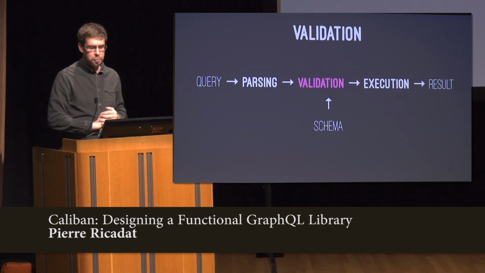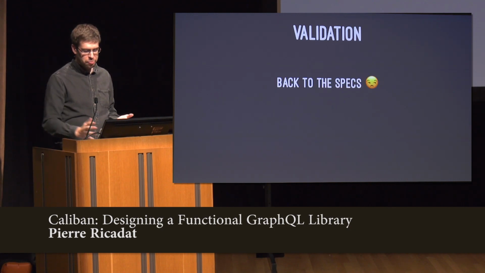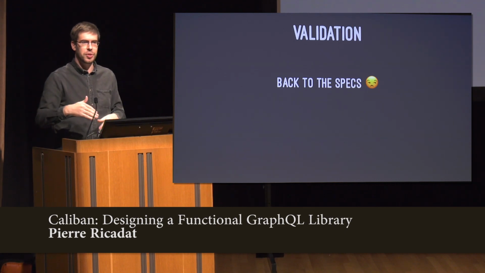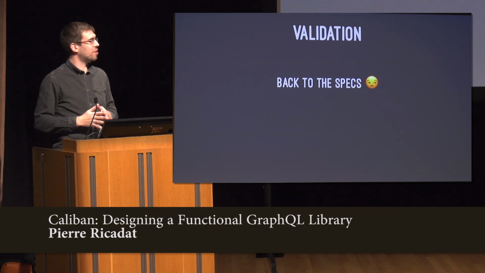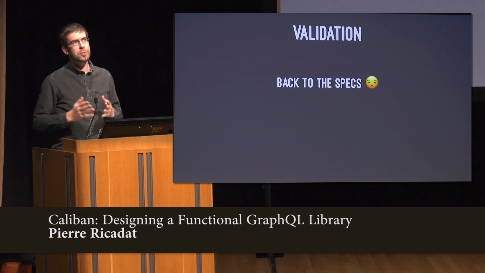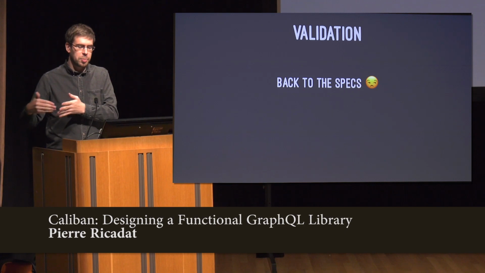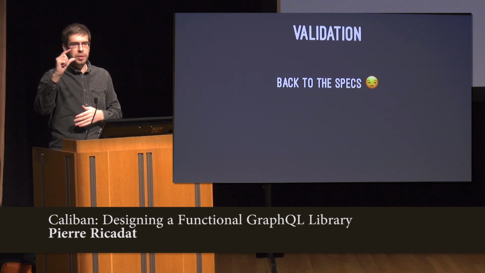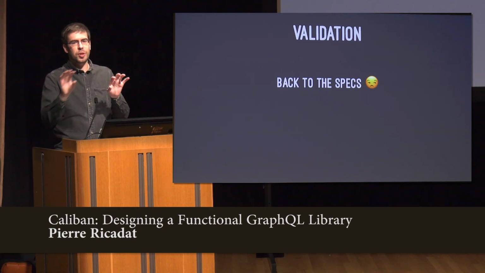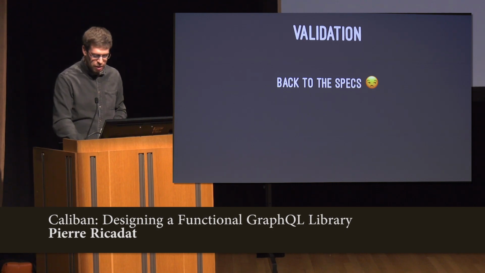So now we have a schema. We need to validate it. How to do that? Well, we have to go back to the spec and read all the rules and implement them. This is not the most fun part of the implementation of the library, especially because GraphQL was initially developed in JavaScript. The first implementation was in JavaScript. All the little algorithms in the spec are using mutable variables and null, and you cannot easily transpose it to Scala, so you have to change it a little bit. It's a bit boring.